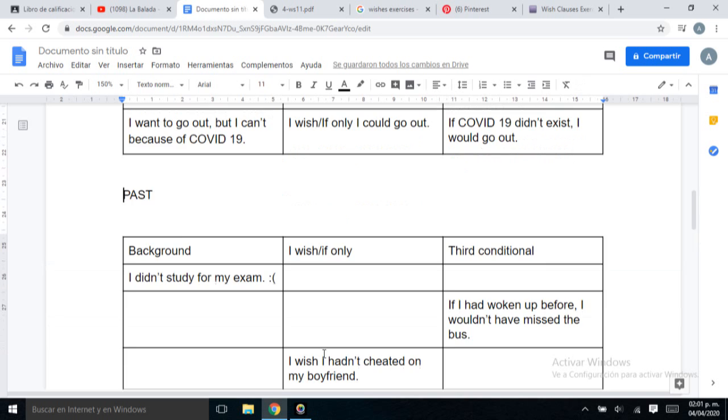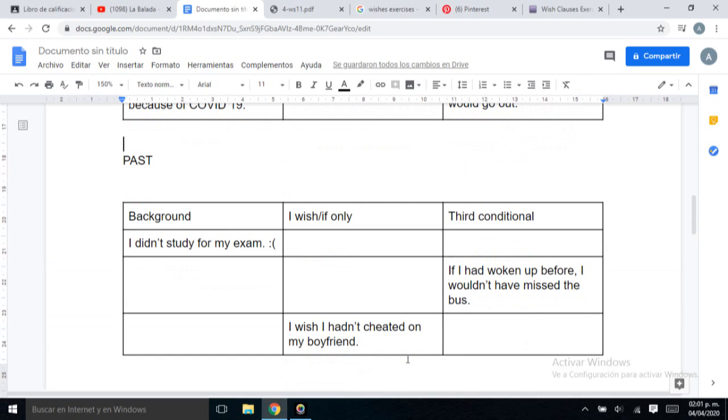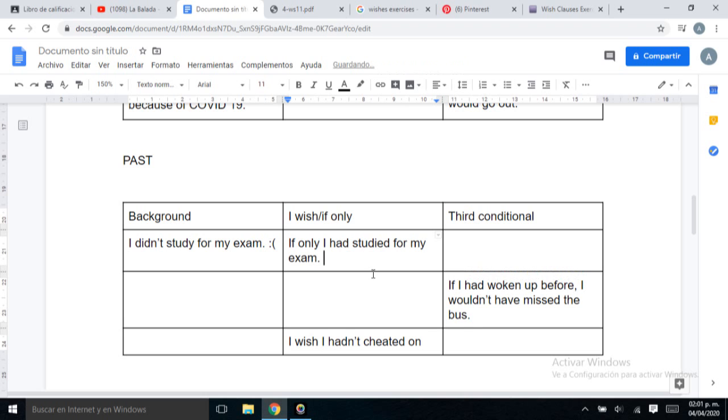Then, in this case, let's imagine this typical situation. I didn't study for my exam, so this is something quite common, this is something quite sad, but it happens. Then, what might be the wish? We can say, if only, or I wish if you want. If only what? Remember, if your background is in past, you have to use here the past of the past, that is past perfect. So if only I had studied for my exam. But what is the reality? Did I do it? No.